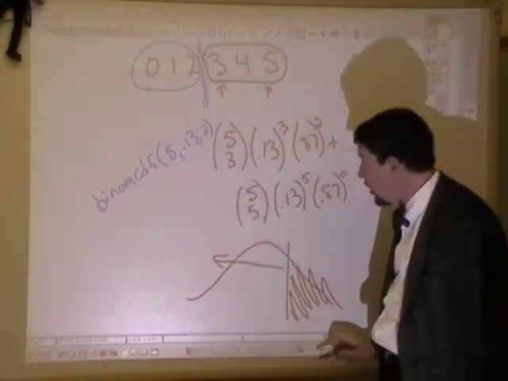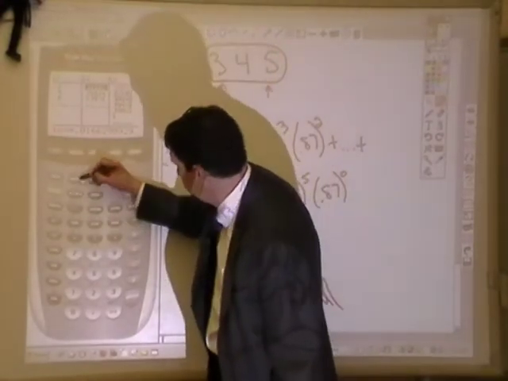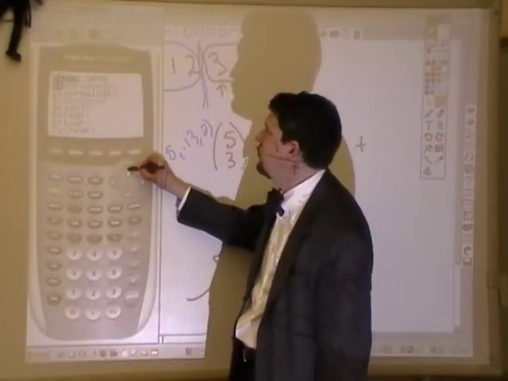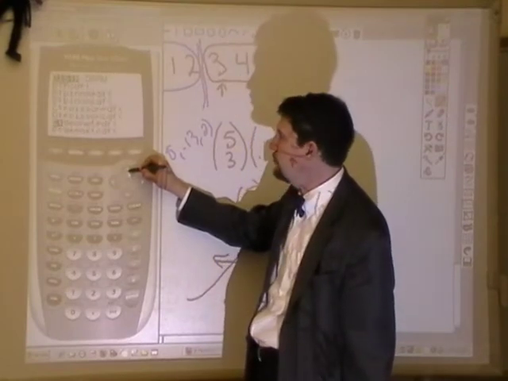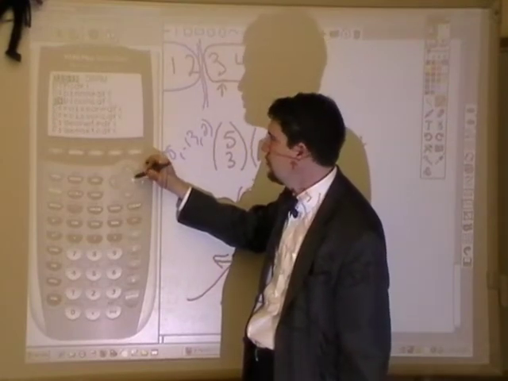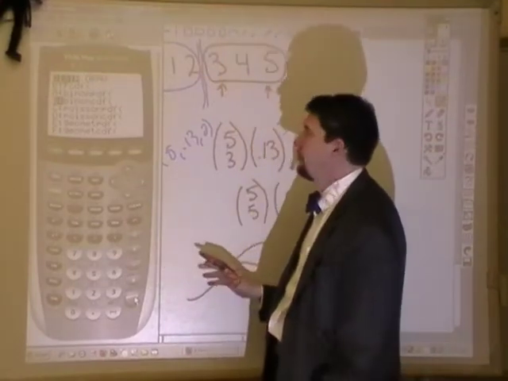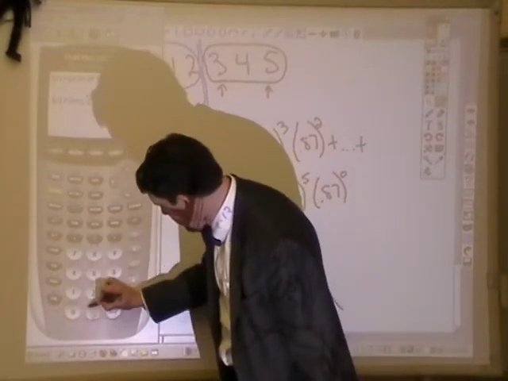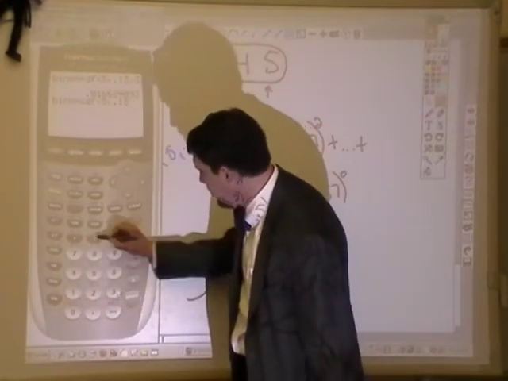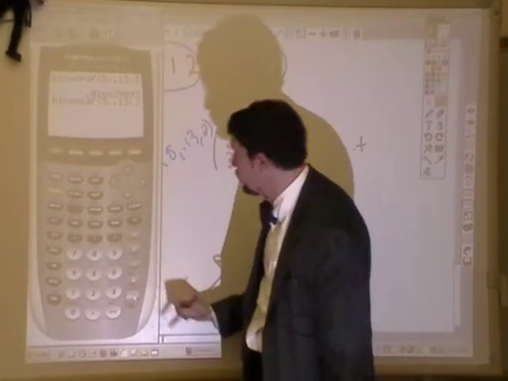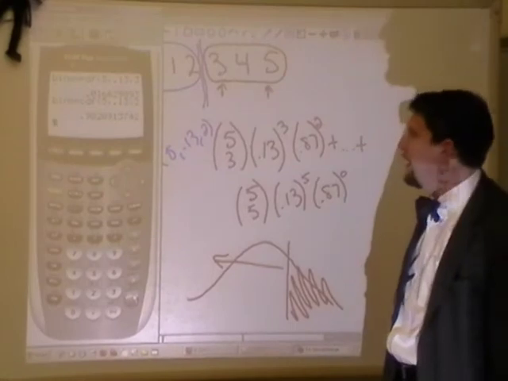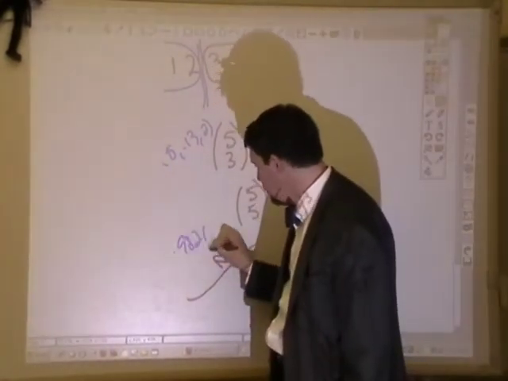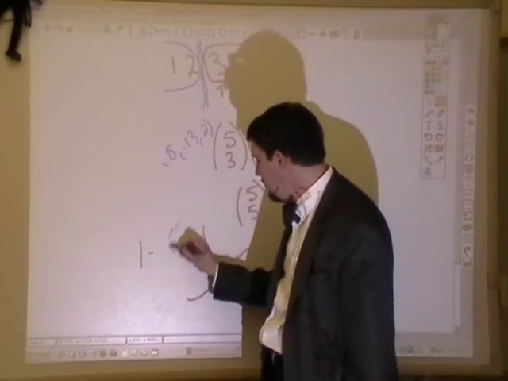So I'll do that. I'll go to the main screen, and I will go to the distribution menu, and I will find binomial CDF, and I will say, okay, binomial CDF NPR 5, 0.13, largest value I'm looking for is 2, and that value is 0.9821. Okay, 0.9821, and I want 1 minus that.